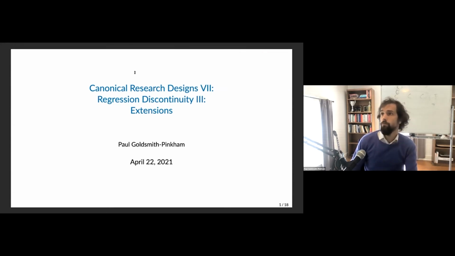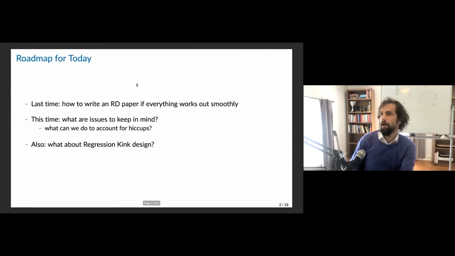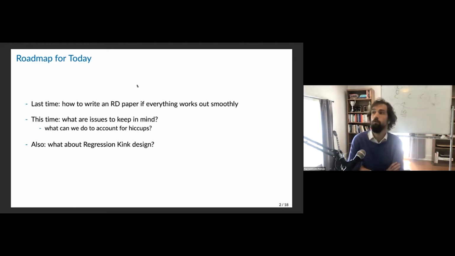Today, like I said, we're going to do this last day on RD. What we talked about last time was what if everything works out smoothly in your RD approach? It was like a checklist, with the implicit assumption that everything you check off will work correctly: you'll show the RD works well, that there's no issues with imbalance, no problems with bunching, and that you have a continuous variable, et cetera, et cetera.